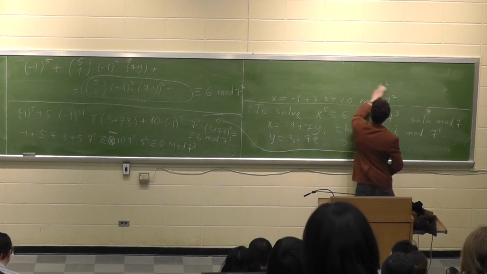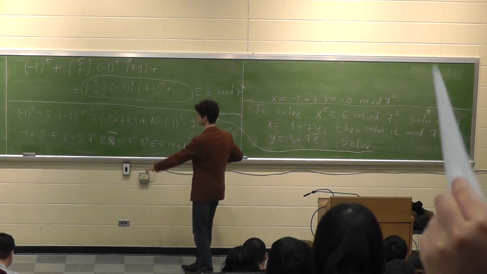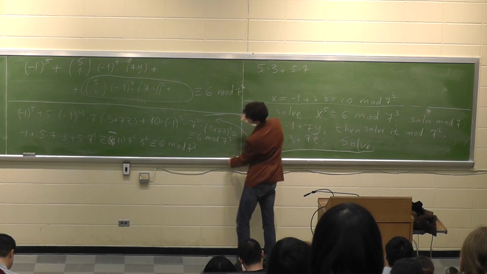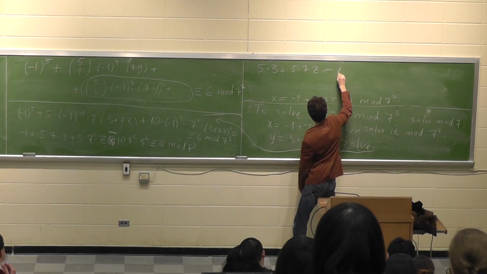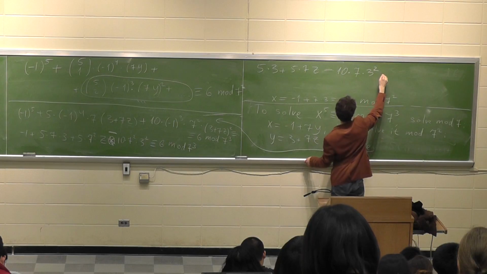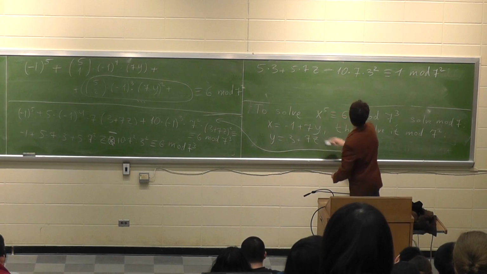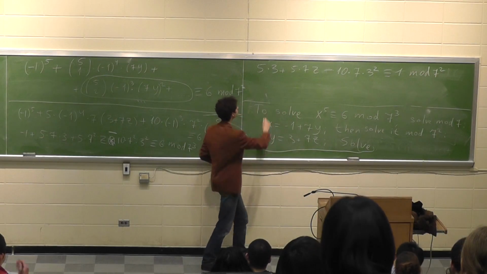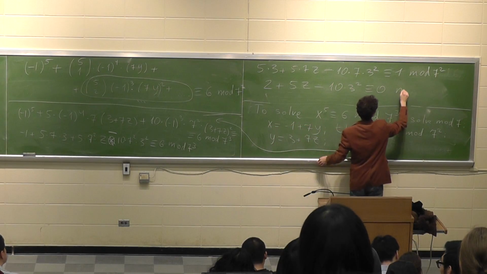Finally, I can start crossing out 7s. So, first step, I can take this minus 1 to the right and cross out one 7. So, 5 times 3 plus 5 times 7 times z, and then the other term is a multiple of 7 squared. Now I can cross out another 7. 5 times 3 is 15, 15 minus 1 is 14, so it's 2 plus 5z minus 10 times 3 squared is congruent to 0 modulo 7.